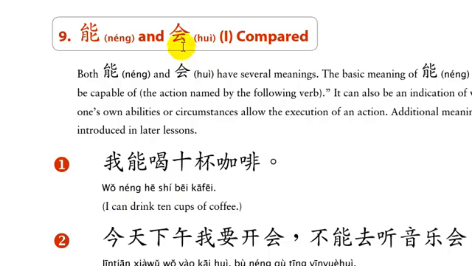会 means can, but it means can or to be able to when concerning a learned skill. Okay, for example, speaking Chinese is a learned skill. So if I were to say I can speak Chinese, I would translate that into Chinese using 会, 我会说中文. I would not translate it into Chinese using 能, because 能 is talking about my physical ability of being able to do something, or the circumstances allowing me to do something.